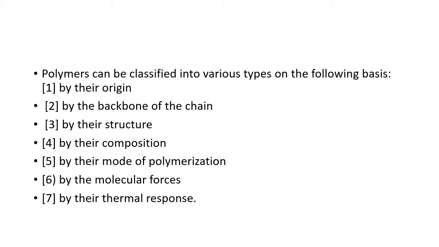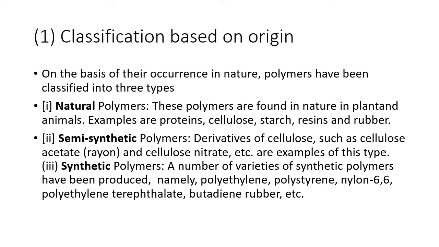polymers can be classified into various types on the following basis, that is, by their origin, by the backbone of the chain, by their structure, by the composition, by the mode of polymerization, by the molecular forces, and by their thermal response. So, in the continuation of this, we come across the classification based on origin.